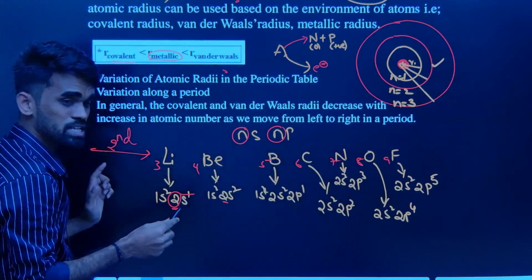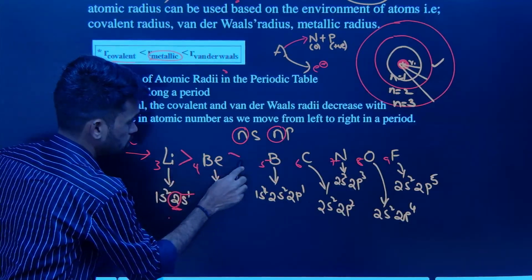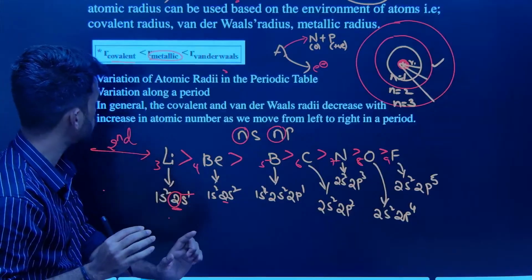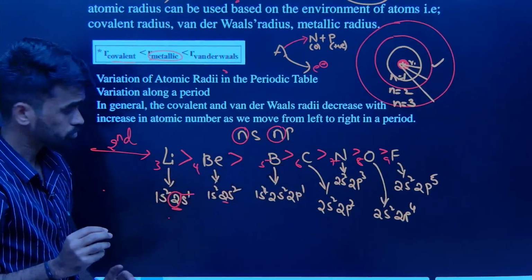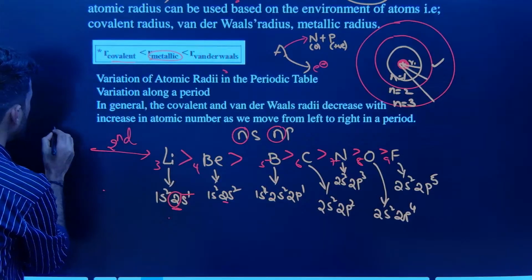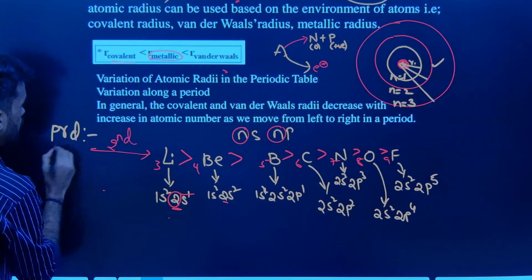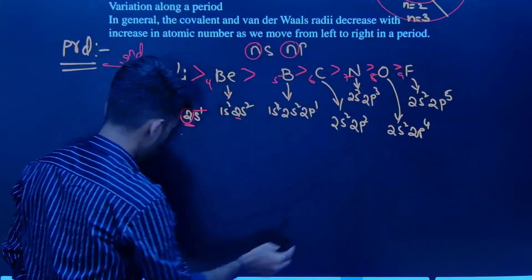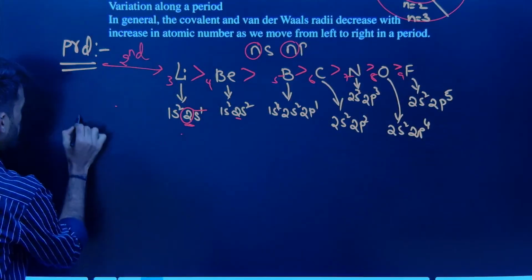So which is having the maximum size here? Like this can we write? Yes. Now I am going to show you the values also. Okay, this is about the period, across the period or along the period. Now we need to discuss down the group. So what do we mean by down the group?